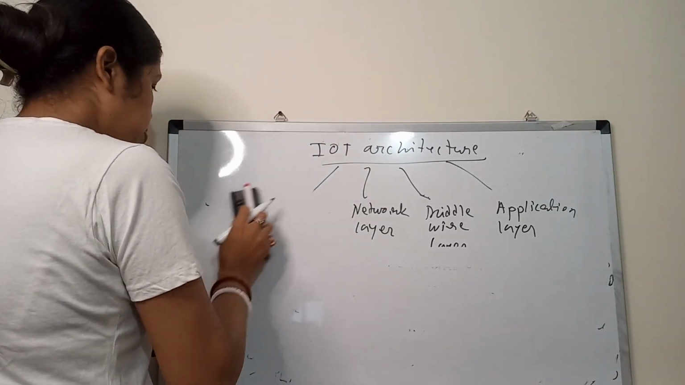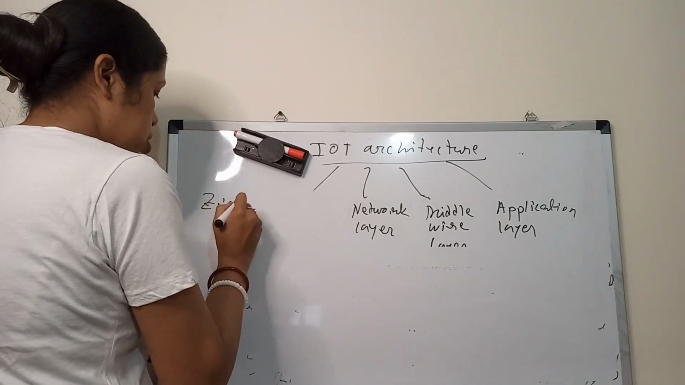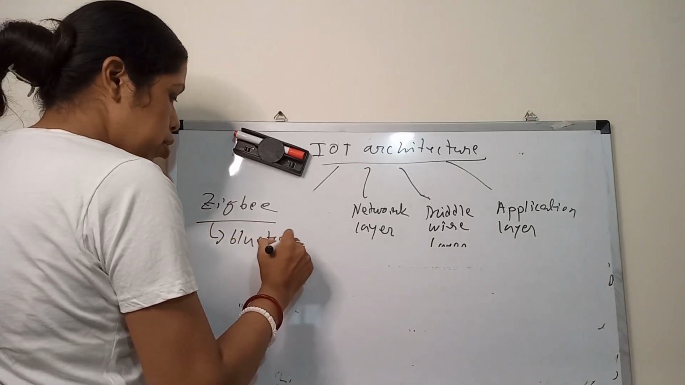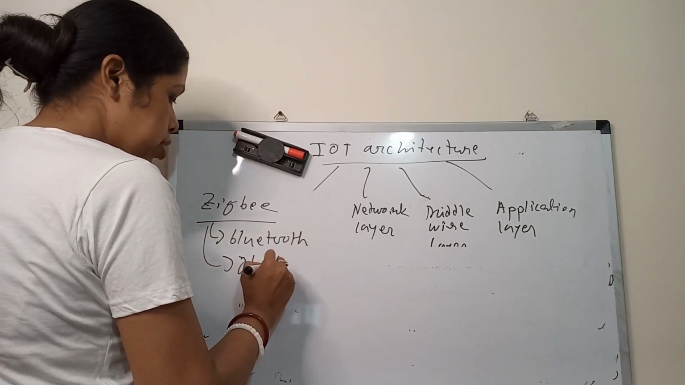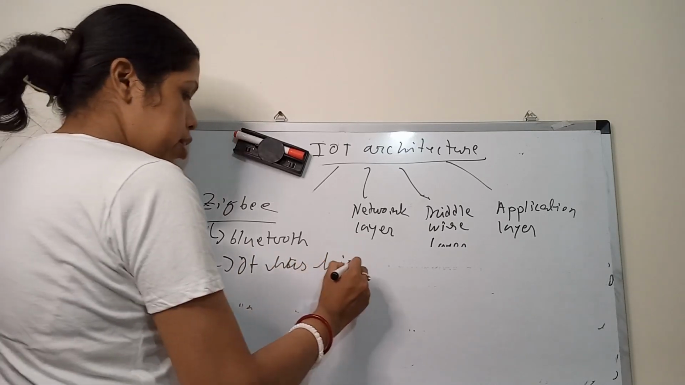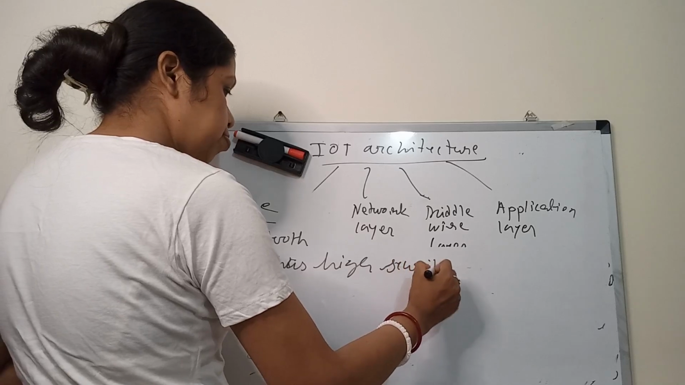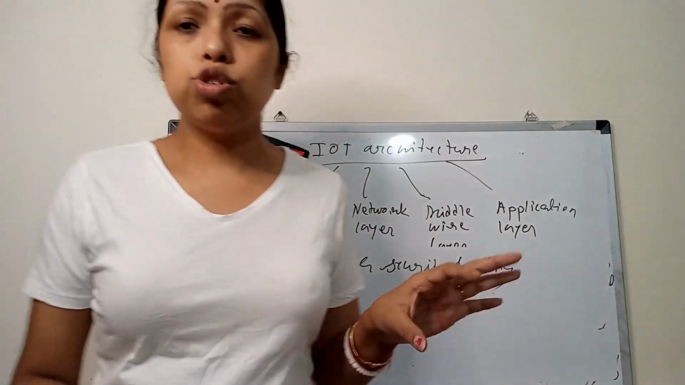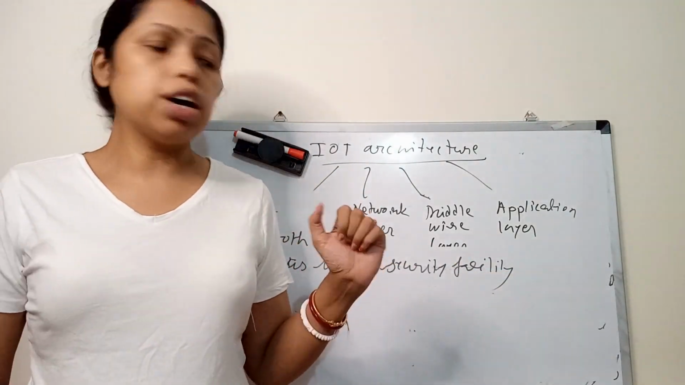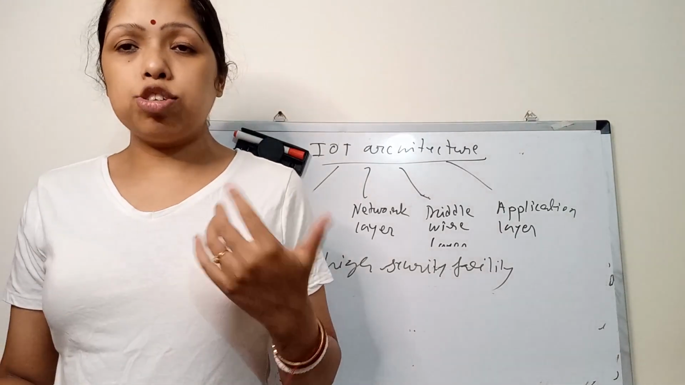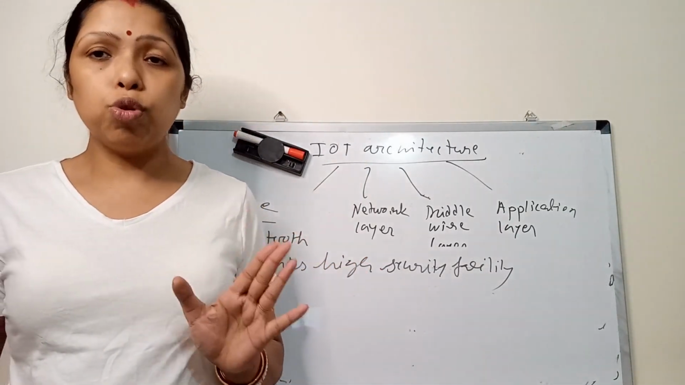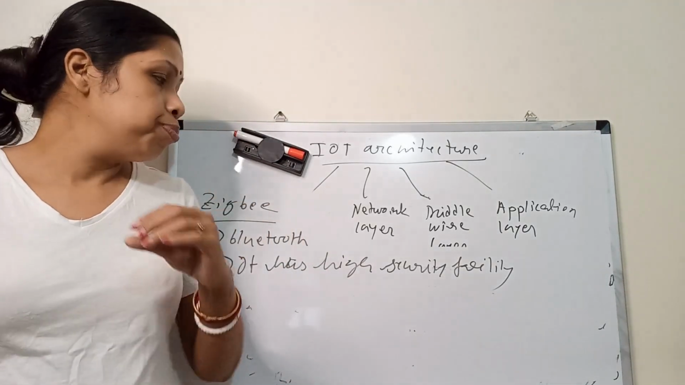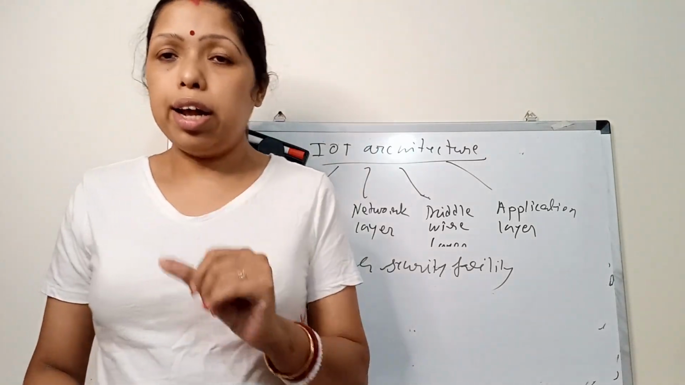Next is Zigbee. Zigbee is similar to Bluetooth, but it has a high security facility. If you want to send data which should be secure, you can use Zigbee. As compared, you can use Zigbee and you cannot use Bluetooth, because Bluetooth is not properly secure. If you want to send secure data, the Zigbee protocol is required under the network layer.